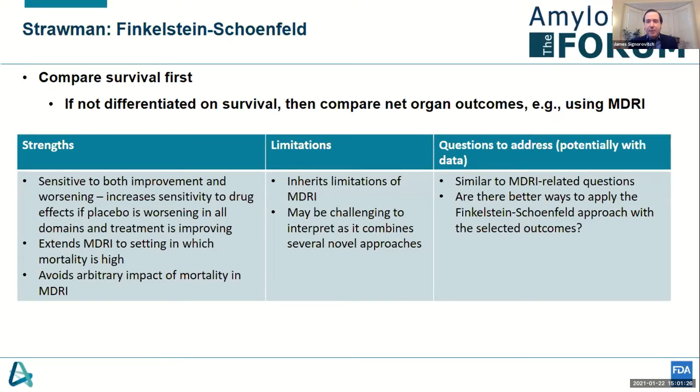I think it's possible to say which organ systems are less or more important. But in the Finkelstein-Schoenfeld approach, the hierarchy is quite strict in that if we see an impact on things at the top end of the hierarchy, then we don't look at anything below at all. And so that seemed difficult to get to with the different organ systems. And so we propose using a multi-domain responder to resolve that.